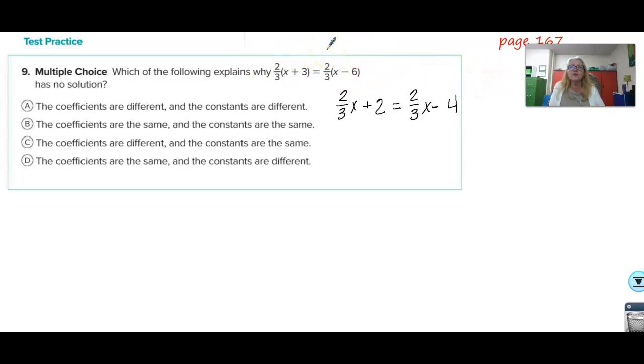Now, you have to know your terminology. Coefficient is the number in front of the x. These are your coefficients. Constants are these other numbers, the regular old numbers. Those are your constants, okay? So this does have no solutions. The variable terms are identical, but the constants are different. So which one of these says the coefficients are the same and the constants are different? Coefficients are the same, constants are different. D is our winner.